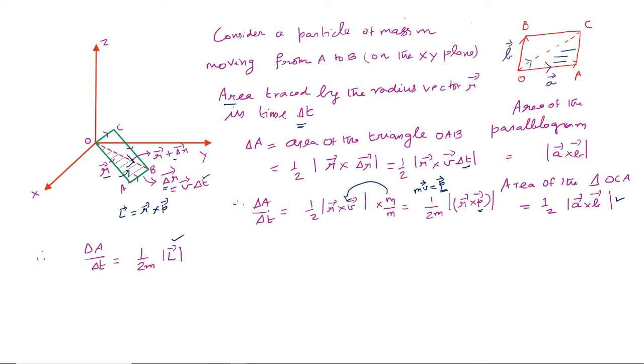Now I am just giving the magnitude here. So delta A by delta t is 1 by 2m times the magnitude of the L vector, where L is the angular momentum. Now delta A by delta t is equal to L by 2m. L is the magnitude of the angular momentum and m is the mass of the particle. This delta A by delta t is called areal velocity, because it represents the area traced per unit time.